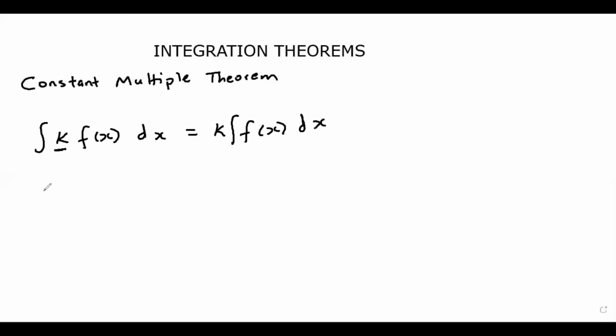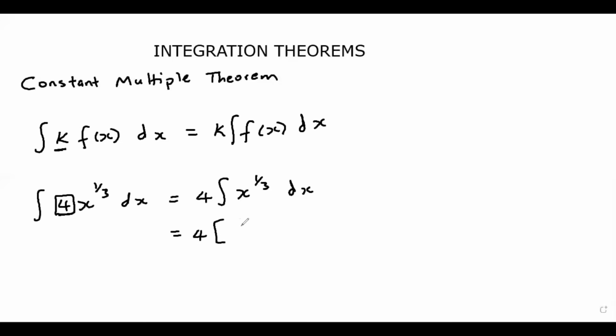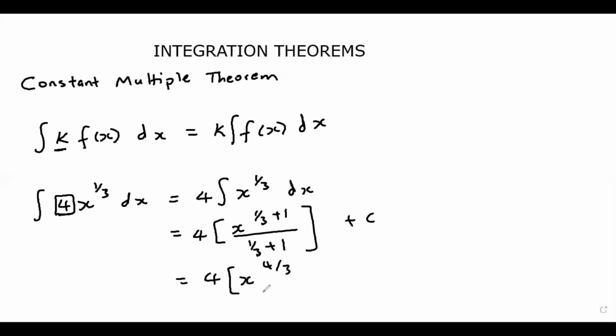For example, let's say we have the integral of 4x to the third dx. Because 4 itself does not have any x term, we put the 4 on the outside of the integral sign, and then we integrate as usual. So we'd have 4 times x to the 1/3 plus 1, divided by the new power, which is a third plus 1, plus c. So that would be 4 times x to the 4/3 divided by 4/3.